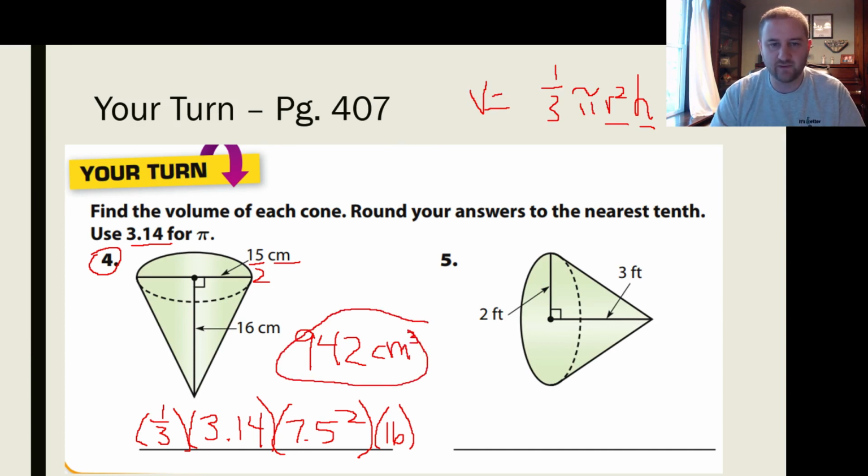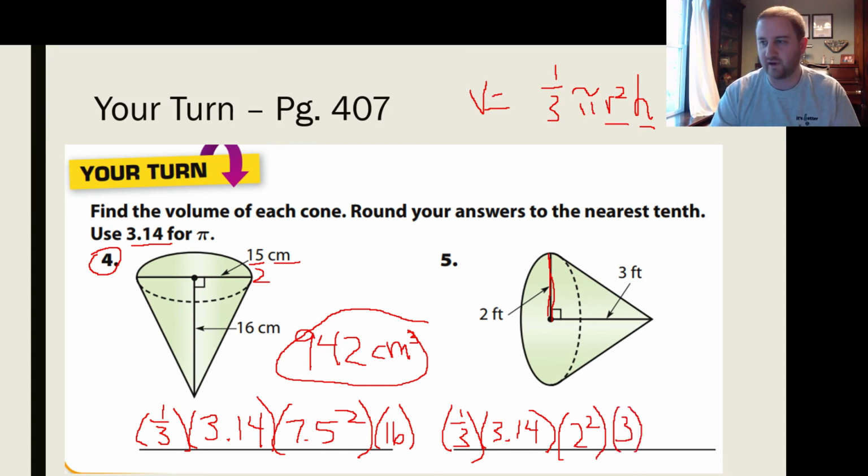Okay, next one, number 5. This one's nice. It gives us the radius for us, so we just got to plug it in. So 1/3, sorry, I forgot to do 1/3 first, times 3.14 times the radius squared, so 2 squared, times the height. Our height is 3, and now we plug this in.